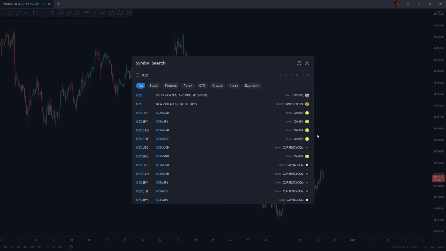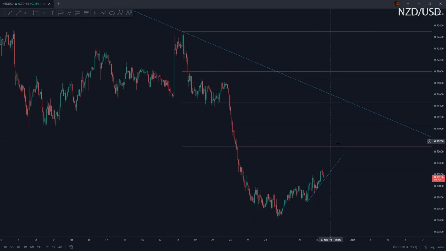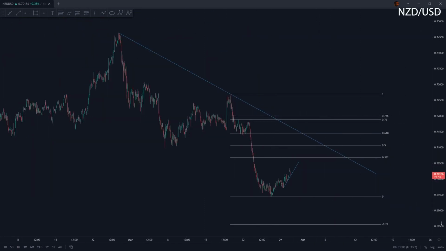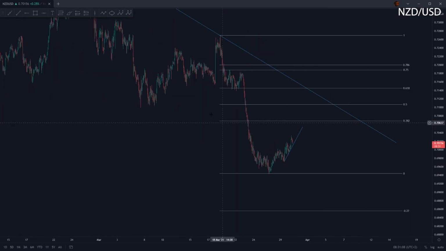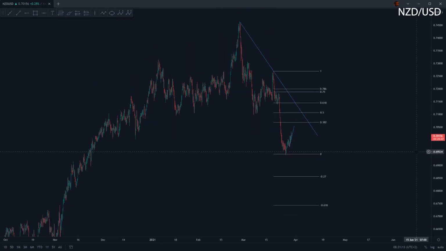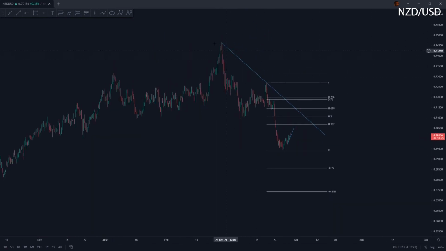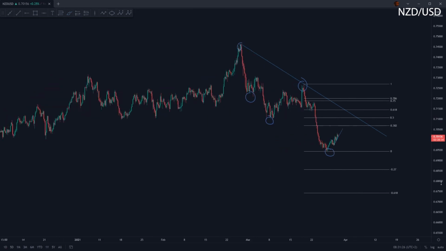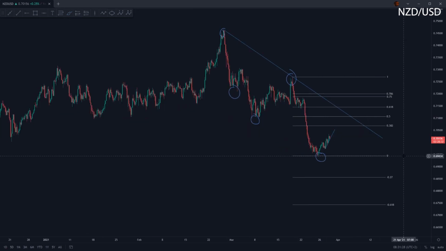So last but not least, we have New Zealand dollar, and New Zealand dollar is actually the same as in yesterday's outlook. We're still bearish on this pair. However, we might get some short-term longs. As we can see, we have this high, lower high, got this low, lower low, and now we made a new lower low. So the downtrend structure is really there.